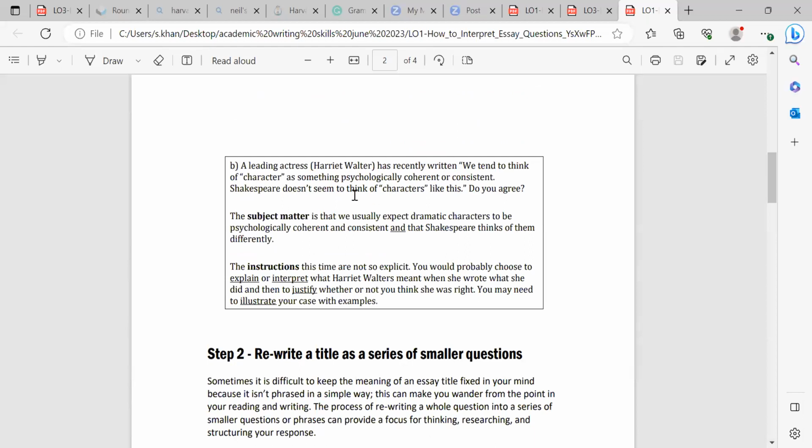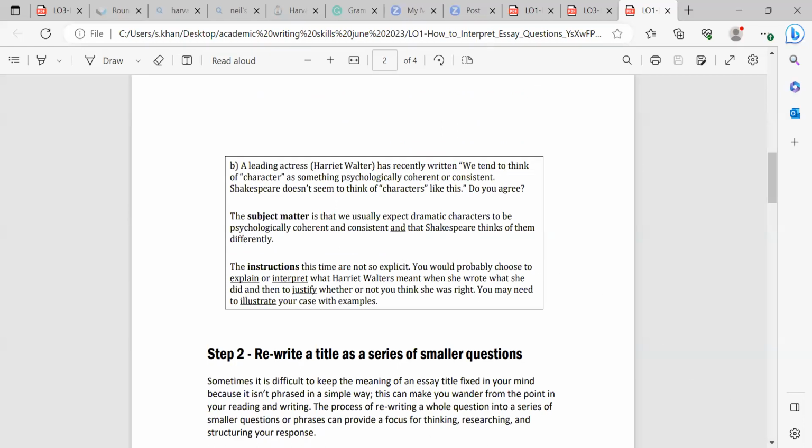A leading actress, Harriet Walter, has recently written, "We tend to think of character as something psychologically coherent or consistent. Shakespeare doesn't seem to think of characters like this." Do you agree? The subject matter is that we usually expect dramatic characters to be psychologically coherent and consistent, and that Shakespeare thinks of them differently.